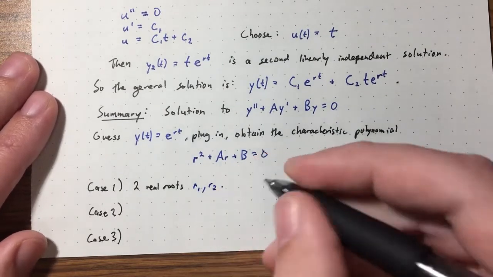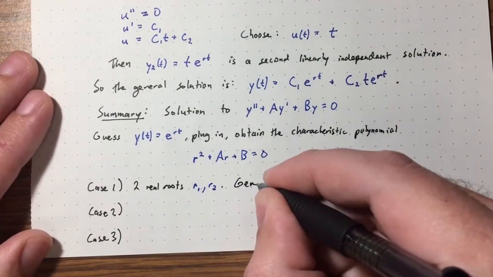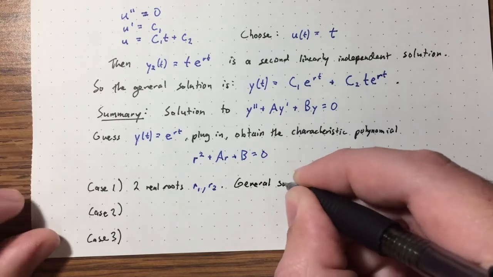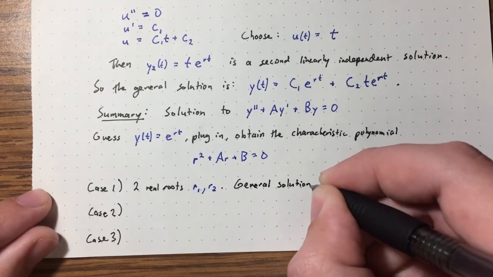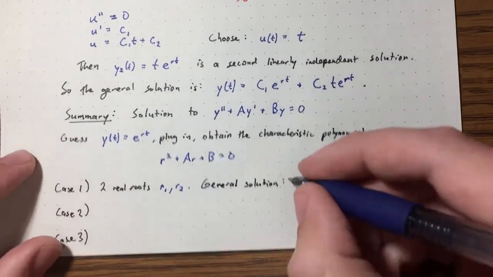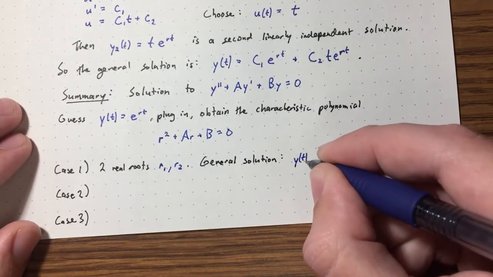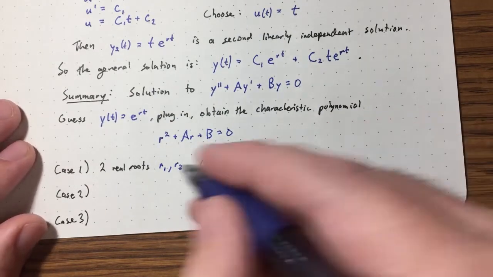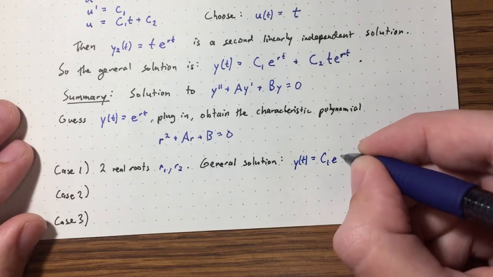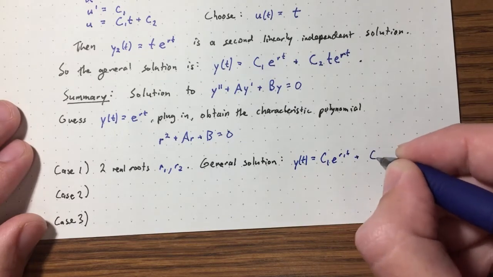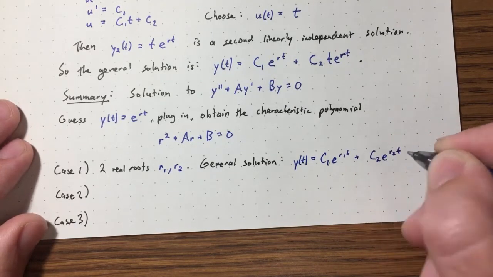In that case, the general solution, this was the easiest case to write down a general solution. The general solution just turned out to be, we could just use those 2 roots. So C1 e to the R1t plus C2 e to the R2t.